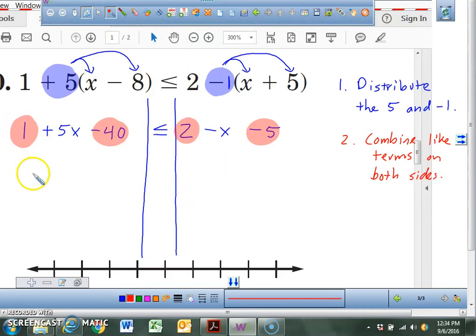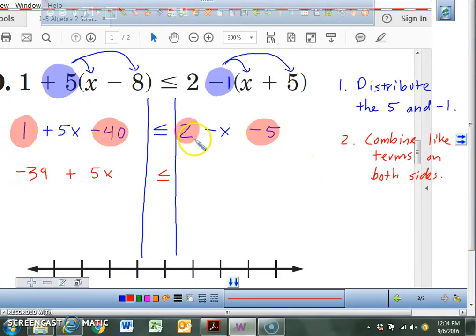And JC, what do we get when you do that? Negative 39 is correct. But negative 39, I'm just going to put plus 5x is less than or equal to, all right? Then, Madeline, what are you going to get here? 2 minus 5. Negative 3 is correct, but minus 3 minus x. So what we did here is we combined the like terms. 1 minus 40, negative 39. 2 minus 5, negative 3. And we're done on that.